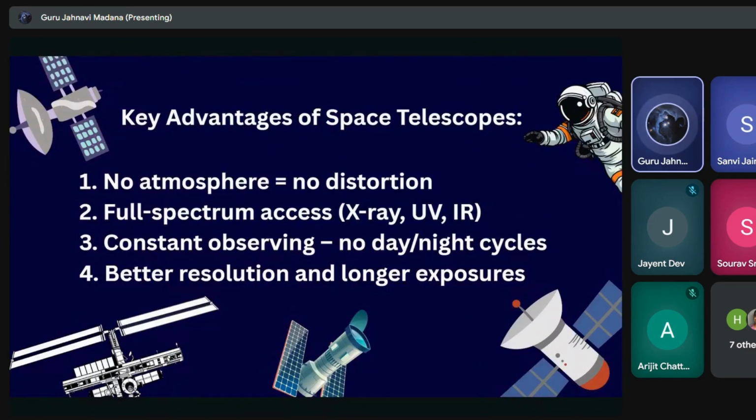So let's look at key advantages of space telescopes. There is no atmosphere in space, so there is no distortion. There is full spectrum access, the X-ray, UV, IR, even the optical range. There is constant observing, there is no day or night cycles, and it's better resolution and has longer exposures.